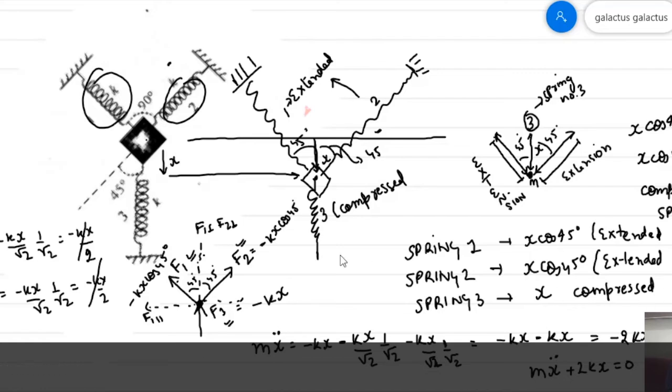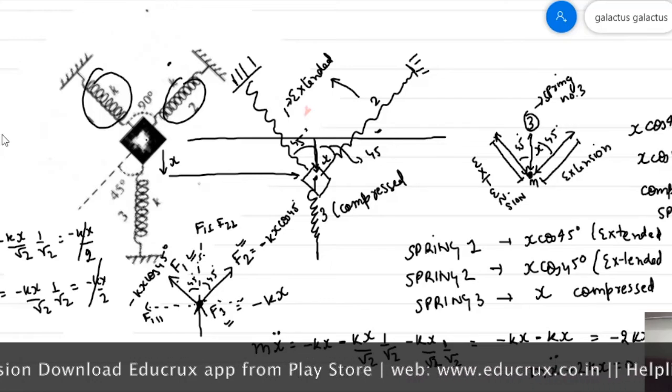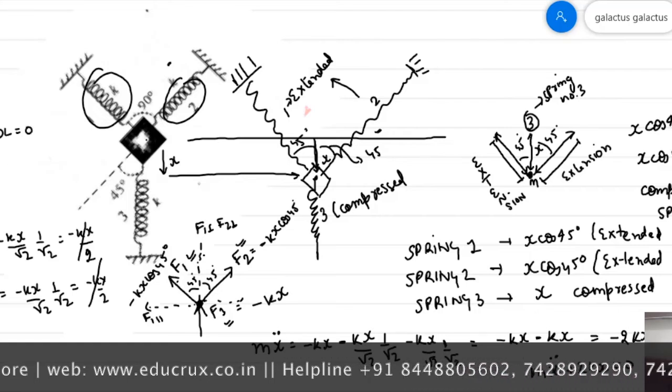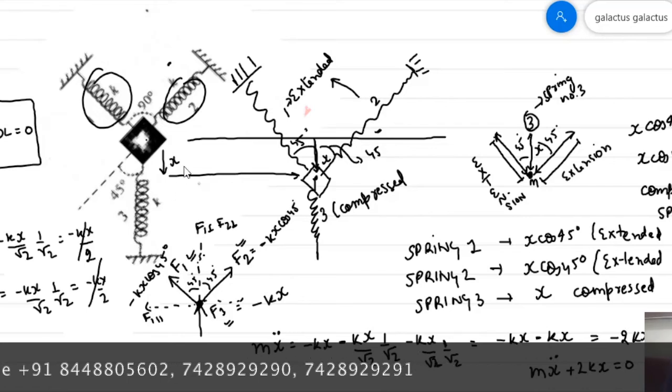So this is the equation of motion for this configuration. The final answer is x double dot plus 2k by m x equal to 0. So this is our final answer. I will repeat the solution once again.